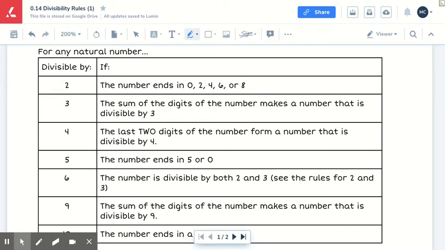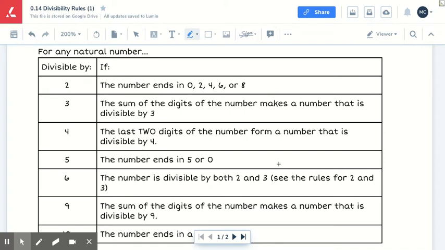It is divisible by 4 if the last two digits of the number form a number that is divisible by 4. So the last two digits means that you just have to be able to figure out the numbers between 0 and 100 that are divisible by 4. So that'd be like 4, 8, 12, 16, 20, 24, and so on. For 5, if the number ends in 5 or 0, it is divisible by 5.